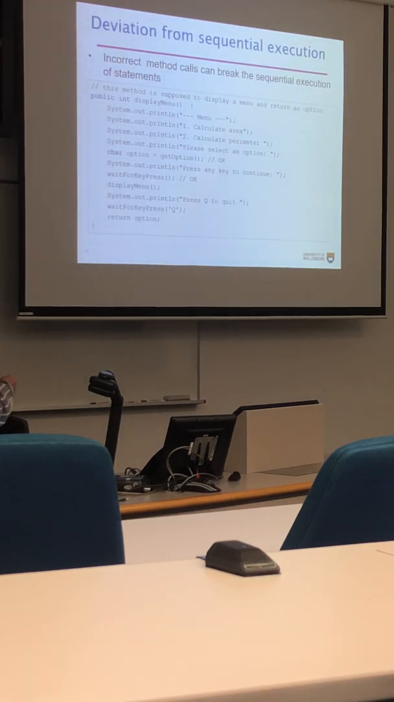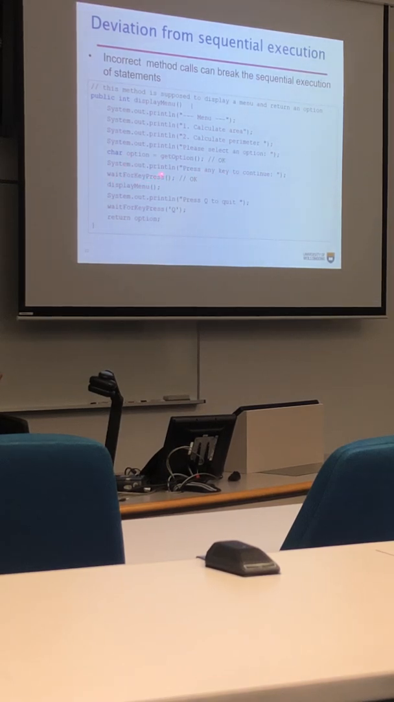So an incorrect method call can break the sequential execution of statements. Suppose I say System.out.println a menu. After that, I say System.out.println 1 to calculate the area, System.out.println 2 to calculate the perimeter, System.out.println please select an option. After that, you call a method to get the option, right? And then System.out.println press any key to continue.